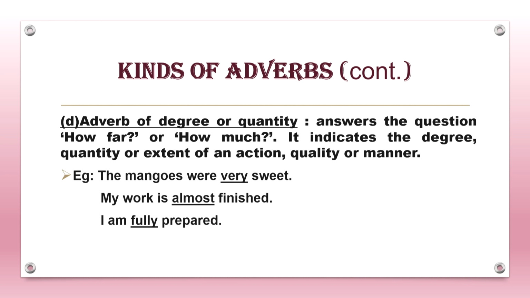Now, next, adverb of degree or quantity. They basically answer the question how far or how much. It indicates the degree, quantity or extent of an action, quality or manner. So, let us take an example. The mangoes were very sweet. My work is almost finished. I am fully prepared. So, basically very, almost and fully, these are your adverbs of degree or quantity.